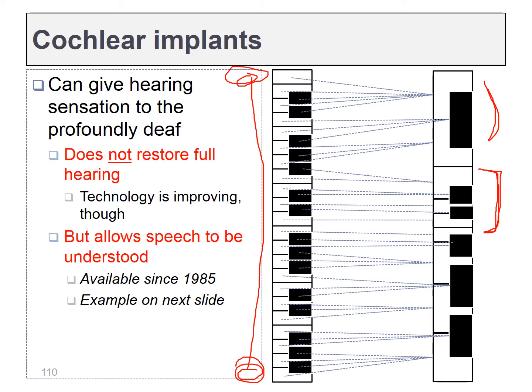But the ability to send low-frequency and high-frequency signals is a bit diminished. I can't tell you for sure what a cochlear implant sounds like, but based off of the technology, we have a pretty good idea of what it would sound like to somebody who has one. And on the next slide, I've got an example of that.